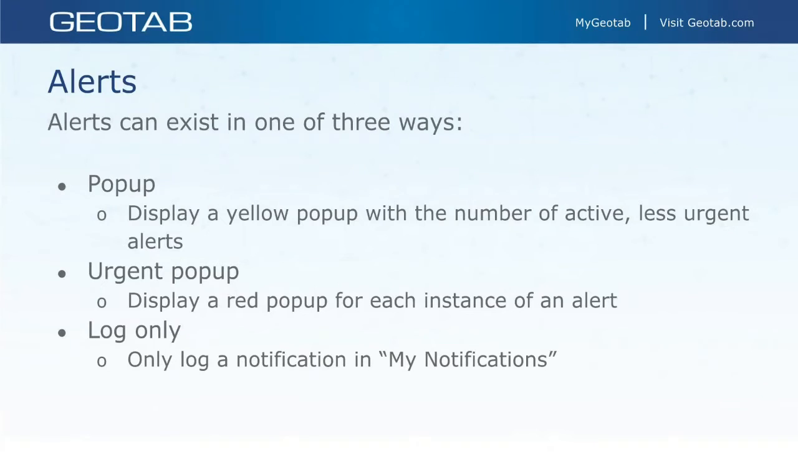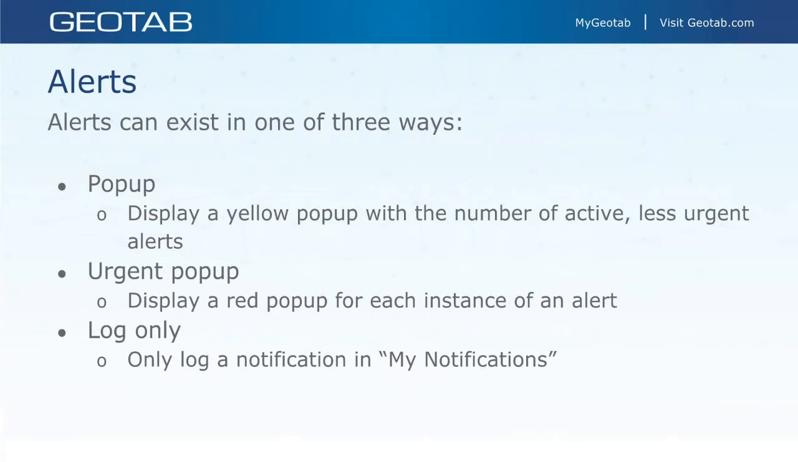So looking at that first category of alerts, alerts can exist in one of 3 ways. Option number 1, you can have a pop-up, which is a yellow pop-up, and that's used for less urgent alerts or events.